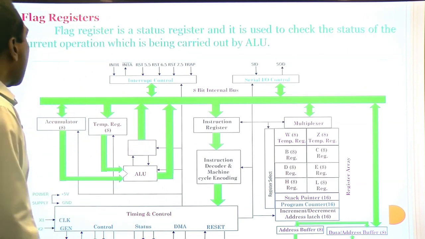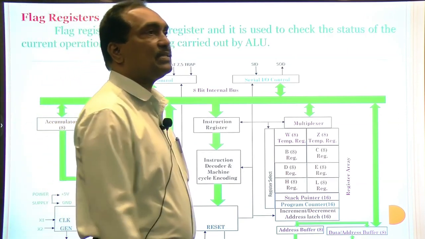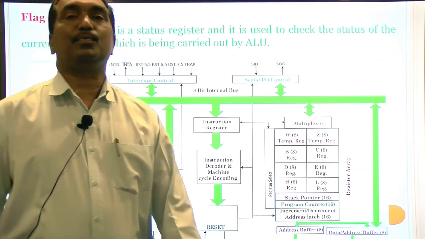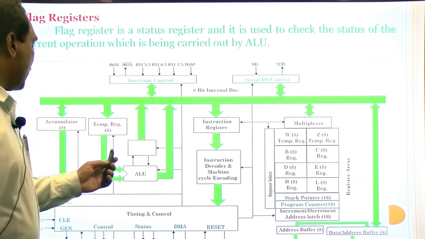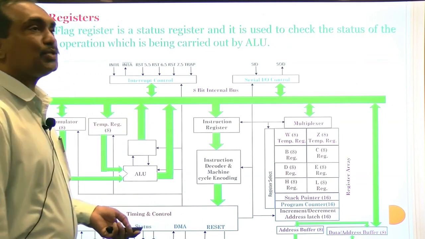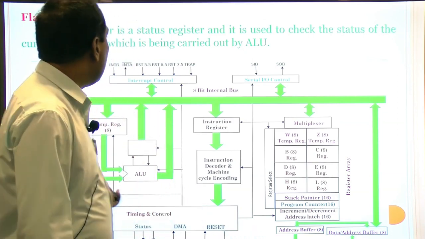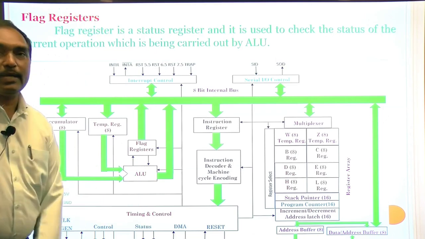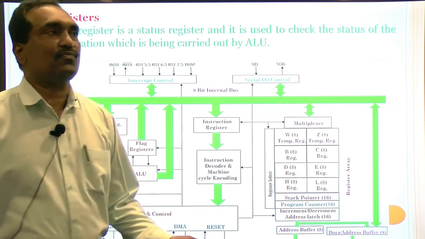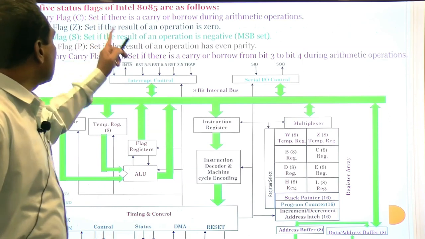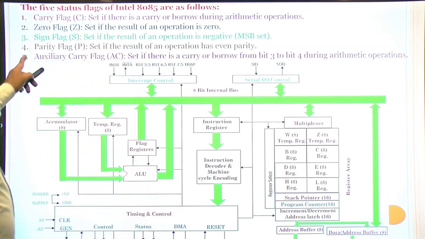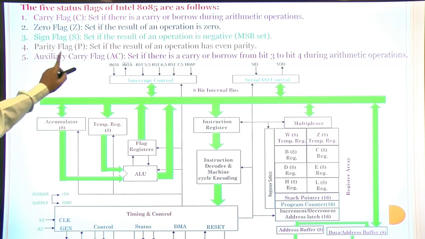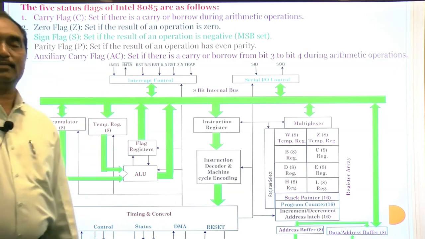And the next one is the flag registers. Flag registers are used to check the status of the current program. When the program is executing, certain conditions will occur. In the 8085 microprocessor, we have 5 flags. One is the carry flag, second is the zero flag, third is the sign flag, fourth is the parity flag, and fifth is the auxiliary carry flag.